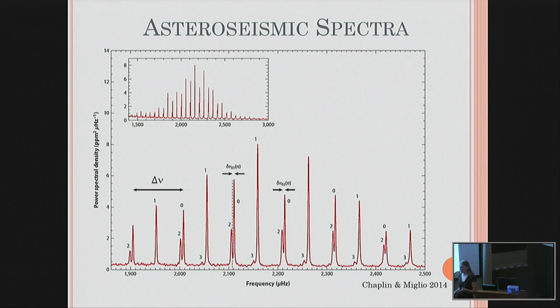These modes can be identified by their spherical harmonic degrees. So this spacing is called delta nu. It's called the large frequency separation. It's related to the square root of the mean density of the star. So just this number alone gets you information about mass and radius.